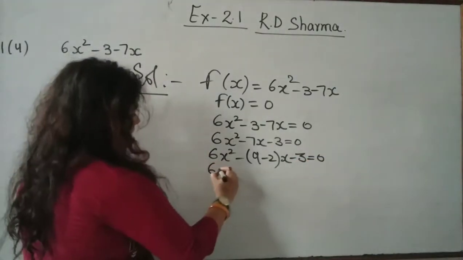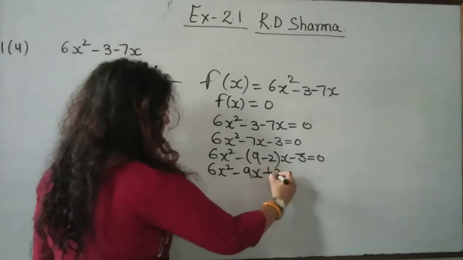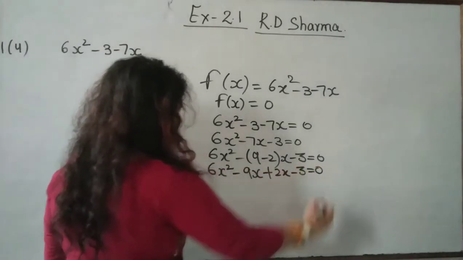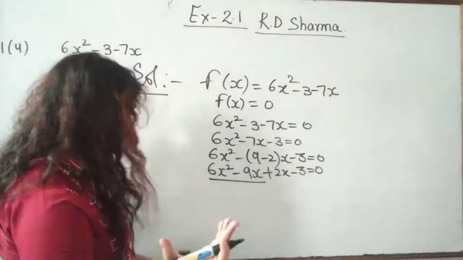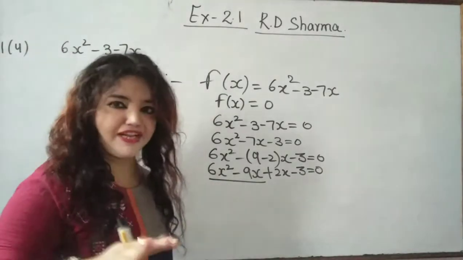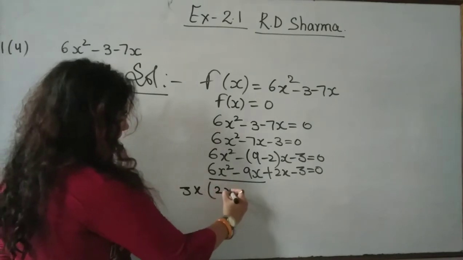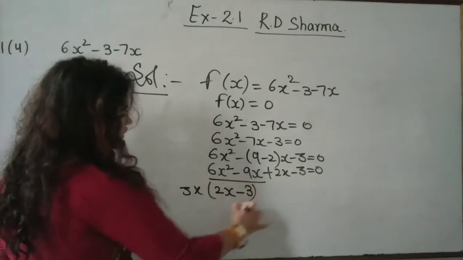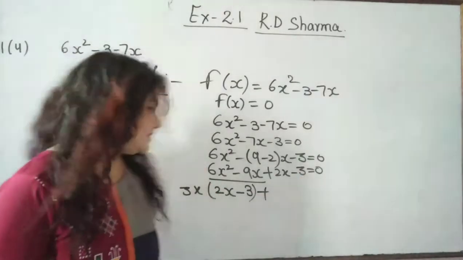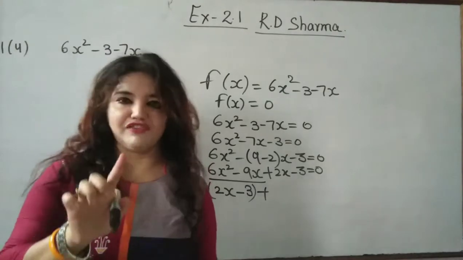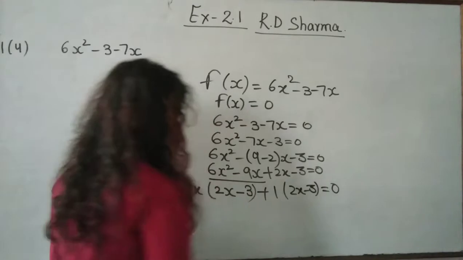Now 6x squared, we will open the bracket: minus 9x plus 2x minus 3 is equal to 0. And now in these two terms, let's take common. What is common? 3x is common. So here what is left? 2x minus 1. Here what is left? Only 3 is left. And now in these two terms, what is common? Nothing is common, so we can say only 1 is common. So 2x minus 3 is equal to 0.